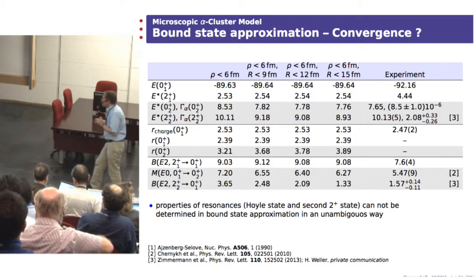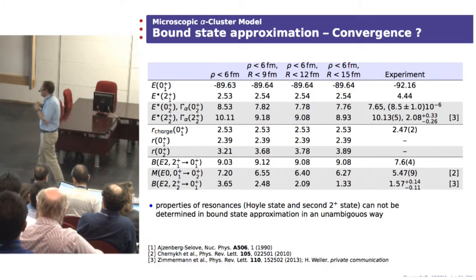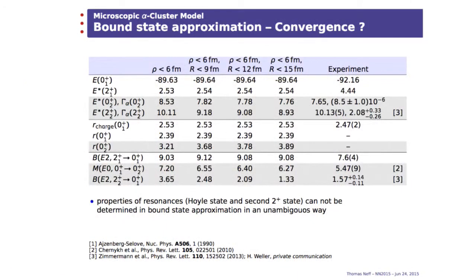So the first thing I looked at was how far we can go with a bound state approximation. Do we see convergence for different observables? You see here for the Hoyle state, for example, the energy changes slightly as we include larger and larger beryllium 8 alpha distances. It seems to converge more or less, and it's pretty close to the energy that was more or less fixed. But for the 2 plus energy, it already depends much more on the size of the model space. And if you look, for example, at this BE2, the transition from the ground state to the second 2 plus state, here you can't really say what you should take.